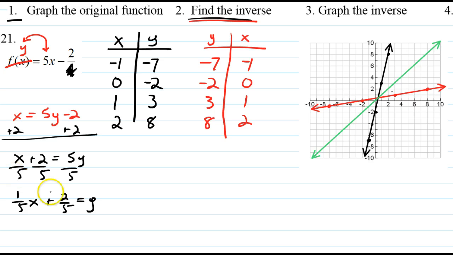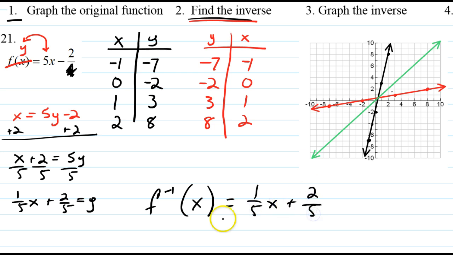I almost forgot, since we know that this is a function because it passes the vertical line test when we graph it, or the original function passes the horizontal line test, we would say the inverse function is 1/5 x plus 2/5.